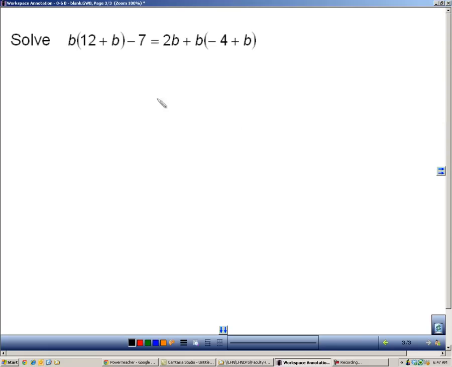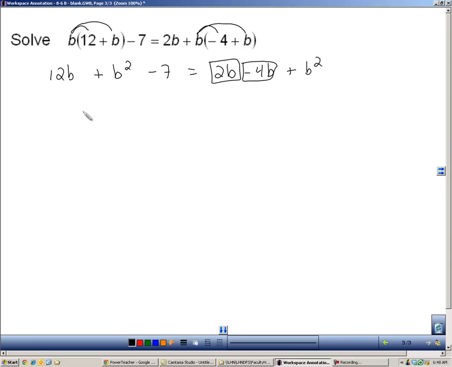Here's another problem I'm asked to solve, first by distributing the b. And then we'll distribute this b over here. This will be a minus 4b plus b squared. I see some like terms over here, 2b minus 4b. So the left side will keep the way it is. And this will be a minus 2b plus b squared.